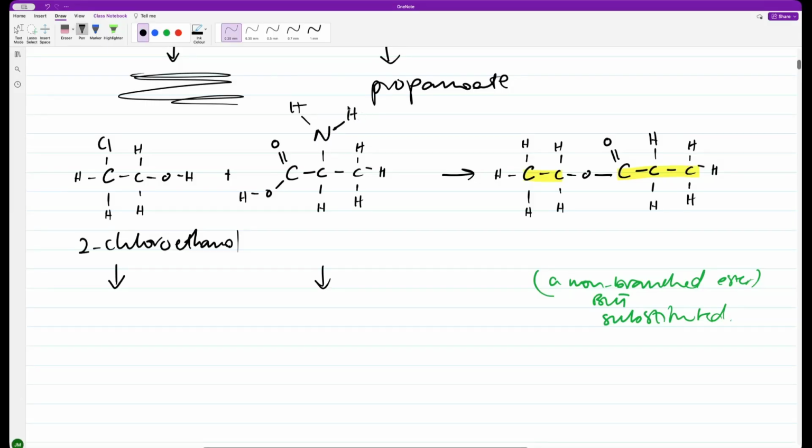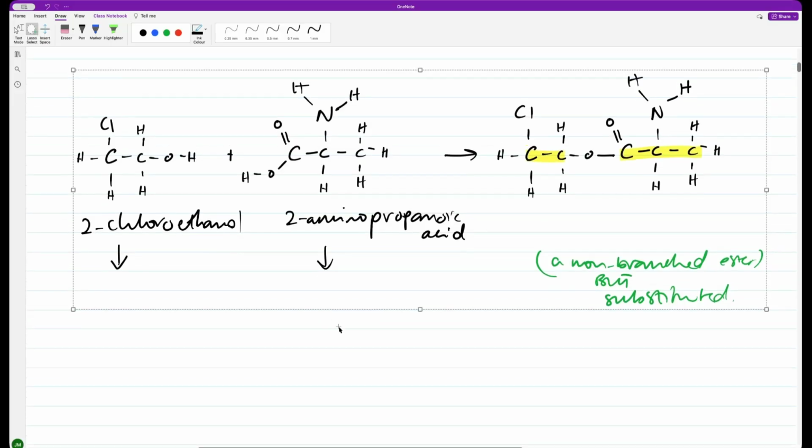How on earth are we going to name the resulting ester? Now we've got a chlorine on the second carbon of this side of the molecule, and an amino group on the second carbon here. So what's the name of this carboxylic acid that formed the ester? 2-aminopropanoic acid. Now this is not too deep. This is actually going to be very, very simple.